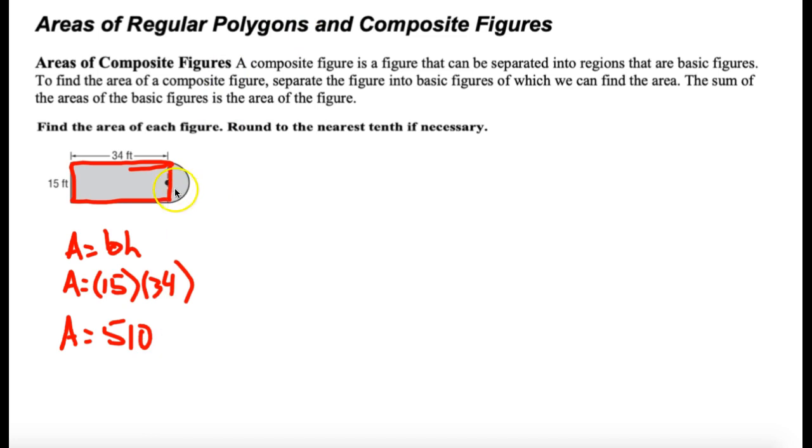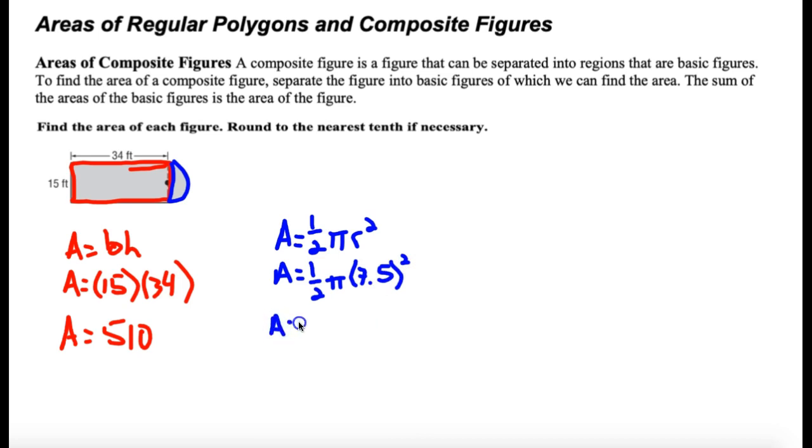So now we need to find the area of this semicircle. We know that the area of a whole circle is pi r squared, but this is half of a circle, so I want half of the area of an entire circle. So the area of this piece is going to be 1/2 pi r squared. Now we need the radius. If this entire side of the rectangle is 15, that's the same as the diameter of this semicircle. So if the diameter is 15, the radius is half of 15, which would be 7.5.